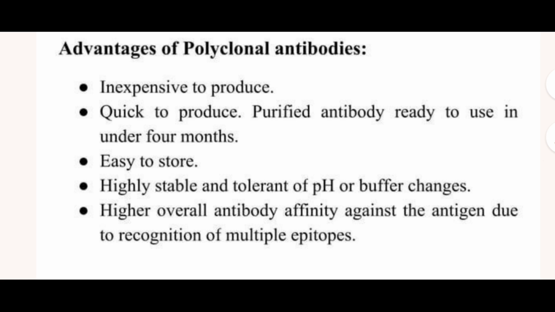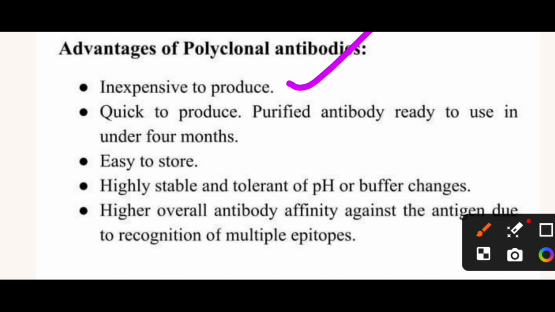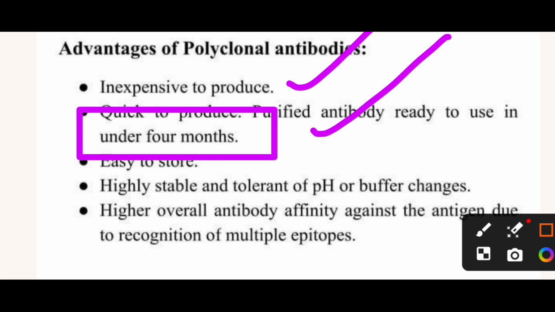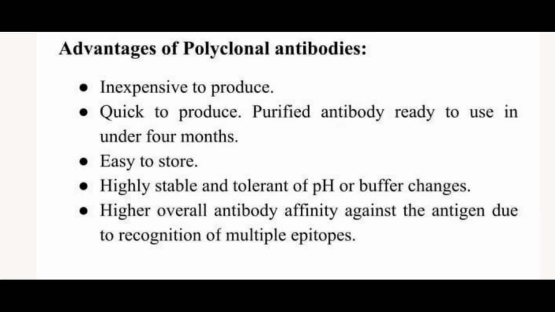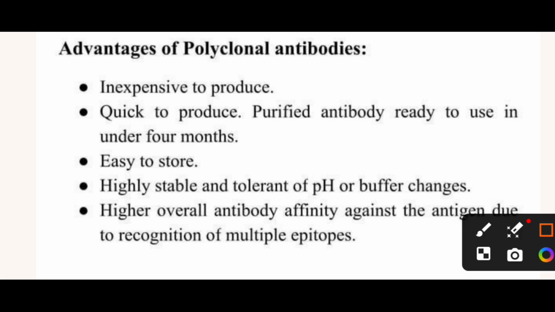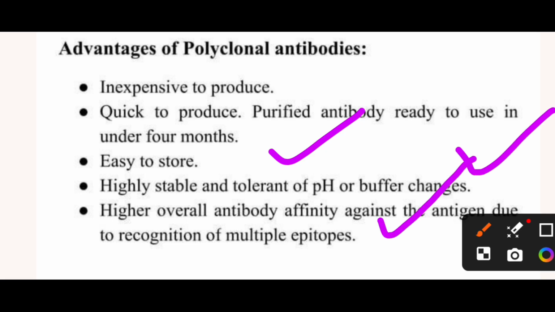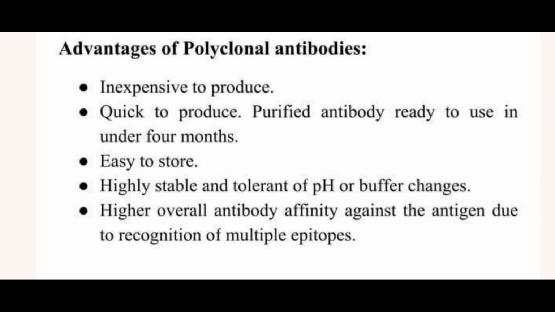Polyclonal antibodies are basically inexpensive and quick to produce. Purified antibodies are ready to use within months. They are easy to store, highly stable, and tolerant to pH buffer changes. They provide high overall antibody response against the antigen due to recognition of multiple epitopes.